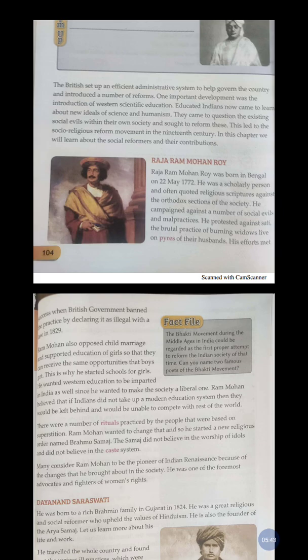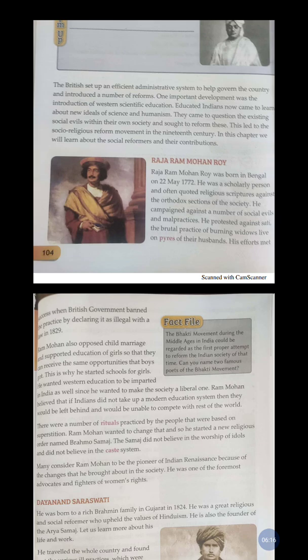Now, there were a number of rituals practiced by the people that were based on superstitions. Now, students, what is the meaning of superstitious? A belief that cannot be explained by reason or science. So students, please underline the word superstitious. Once again, I am repeating, a belief that cannot be explained by reason or science.